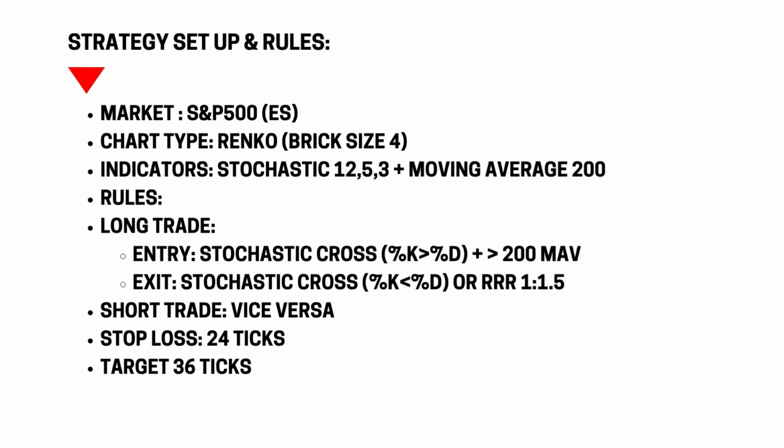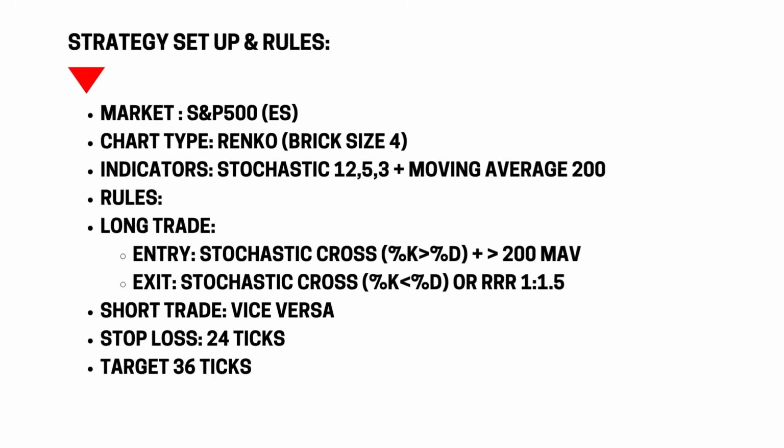And what are the rules for a long trade? I just want the stochastic K to be crossing the stochastic D lines there, and then also need another trend filter that I'll put in. 200 moving average, price has got to be greater than the 200 moving average, and we get out when the reverse flip happens on the stochastic cross. Percentage K is less than percentage D, or the other criteria is we're going to put in that if we hit our predefined risk return of 1.5 to 1, and it's exactly the opposite for a short trade.